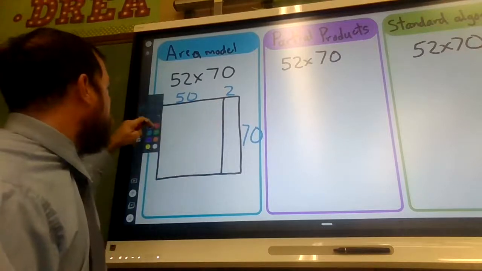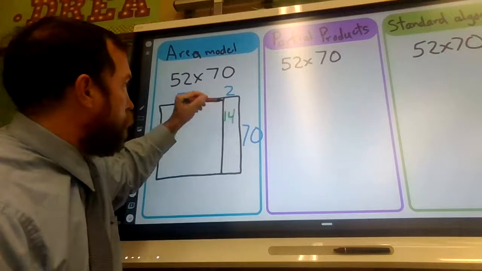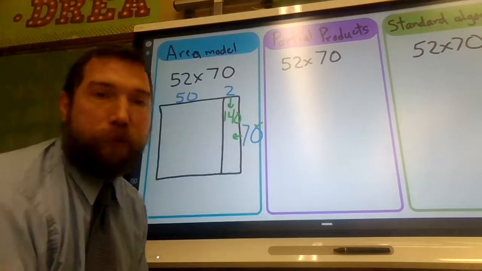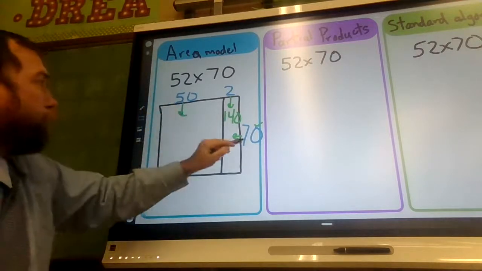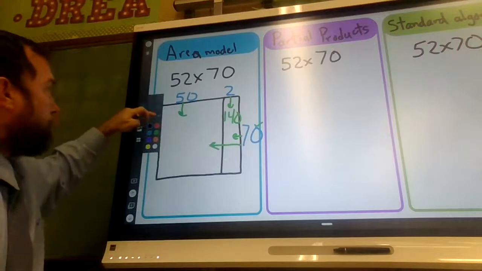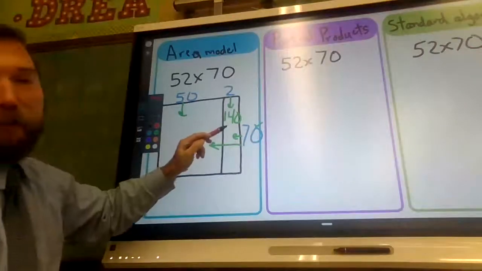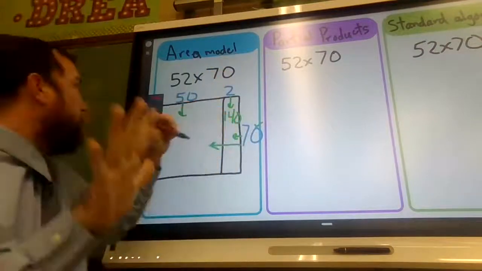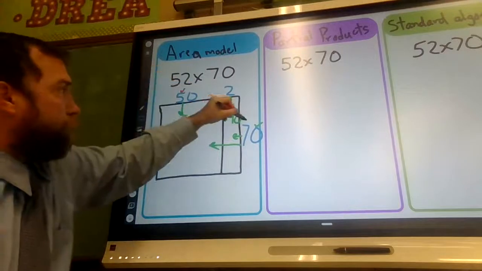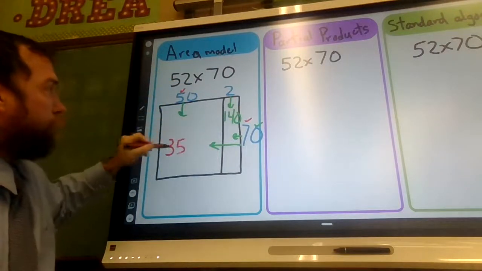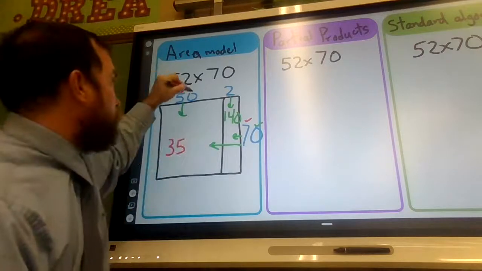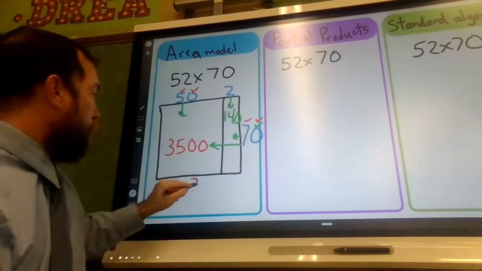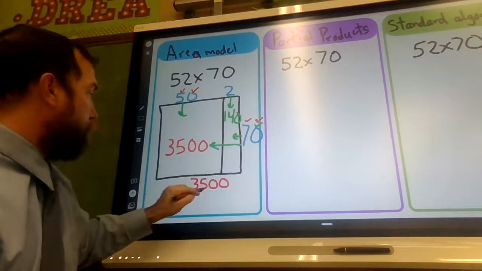Switch color. And then we have 1, 0. That's where the 2 and the 70 meet in that box. This box is where 50 and 70 meet. I'll switch colors. 5 times 7. If I'm counting by 5s: 5, 10, 15, 20, 25, 30, 35. So you do your one math fact. 5 times 7 makes 35. And then you count. And then I have 1, 0 from up here and 1, 0 from over there that I need. And then I add those two partial pieces together.